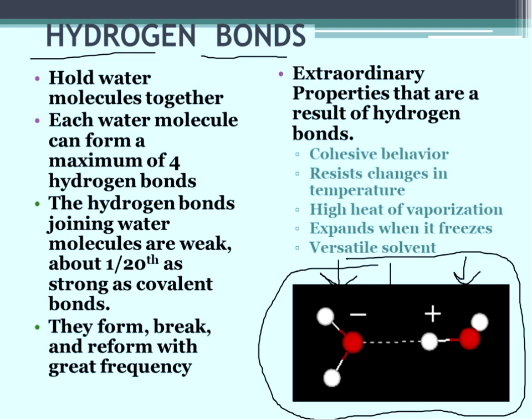So that makes sense, right? The bonds holding the water molecule together are 20 times stronger than water linking up with other waters by hydrogen bonds. So covalent bonds are 20 times stronger than hydrogen bonds. They form, break, and reform with great frequency. That's the hydrogen bonds, because they're not as strong, so they can break easily.